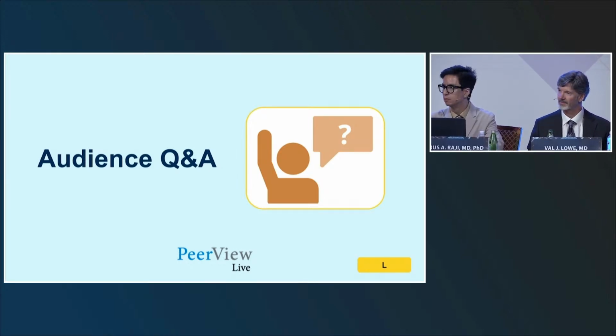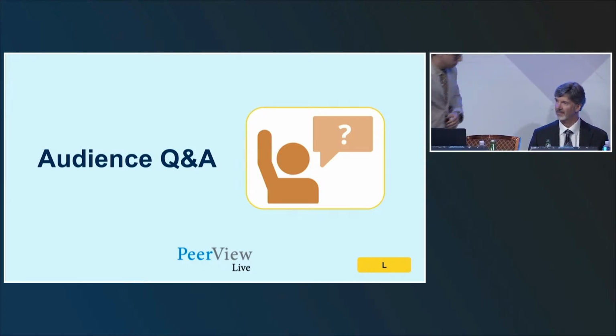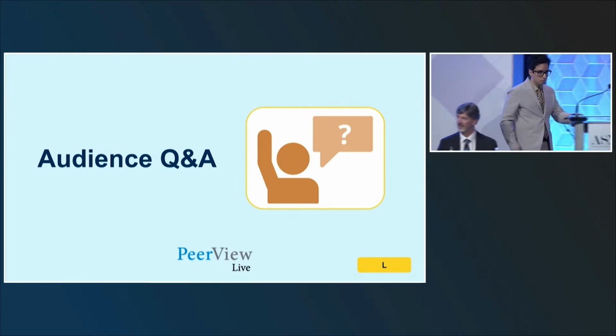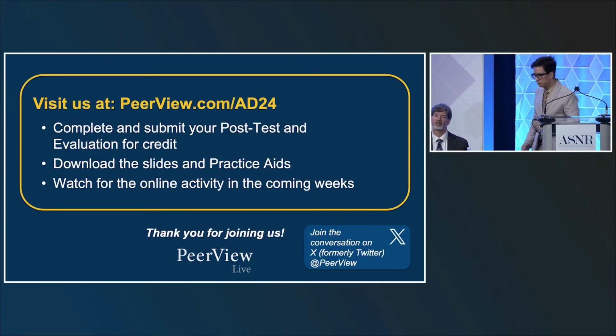Excellent session. One of my questions is regarding volume loss under the treatment of amyloid antibodies. How do you differentiate the normal progression of volume loss from that of the treatment itself?